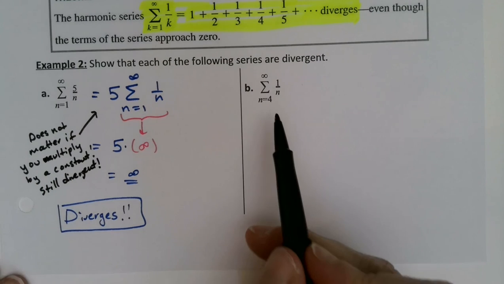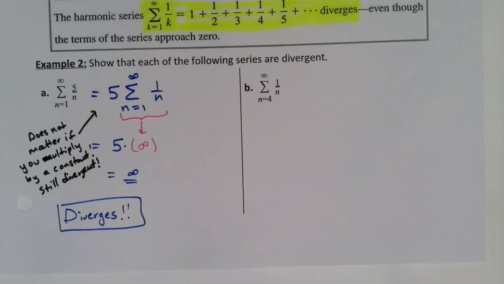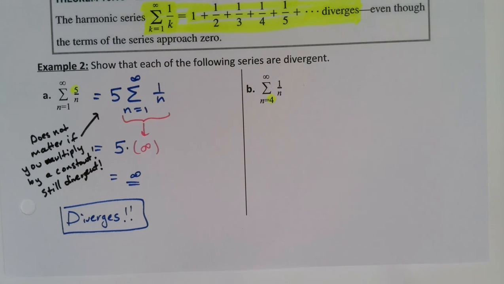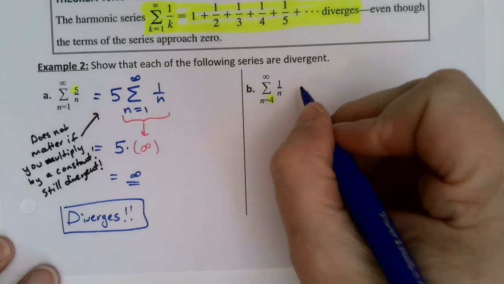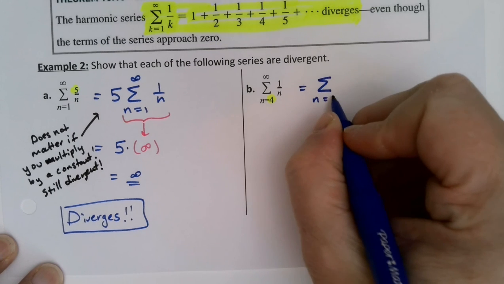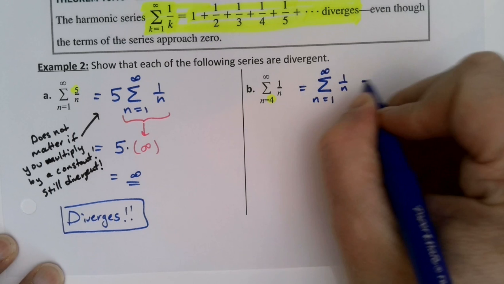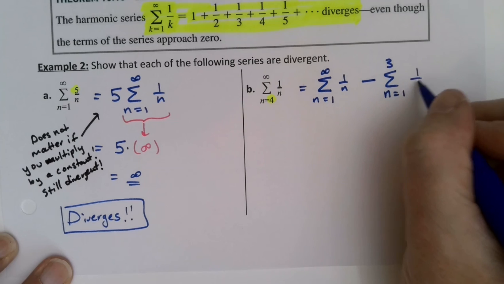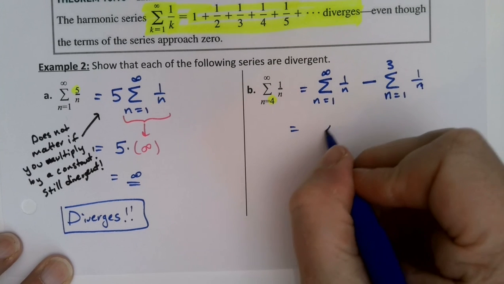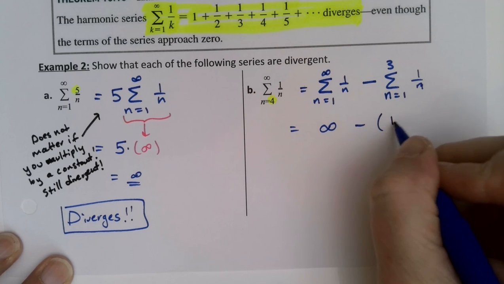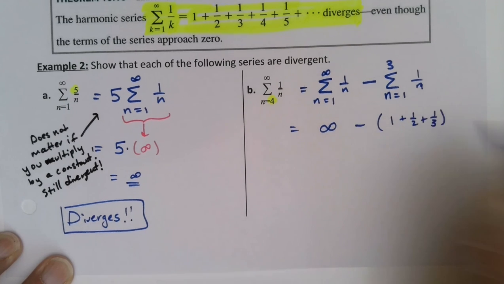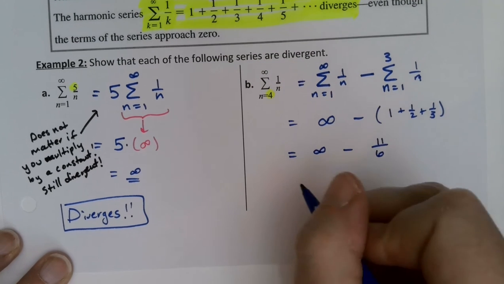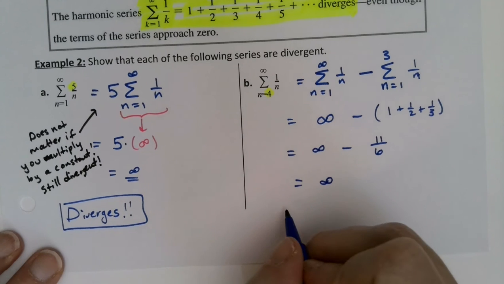Okay, what if I start somewhere else? What if instead of multiplying by a constant, which is what I was doing here, 5, what if I start at 4? It's not going to matter. It's still going to be divergent because this is the same as the series from 1 to infinity minus the partial sum from 1 to 3. Remember the partial sums? So this is infinity, and we're going to take away 1 plus a half plus a third, which I think was 11/6 on the previous page. So you have infinity, and you take away 11/6 of that. You know what you still have? You still have infinity. Therefore, it diverges.